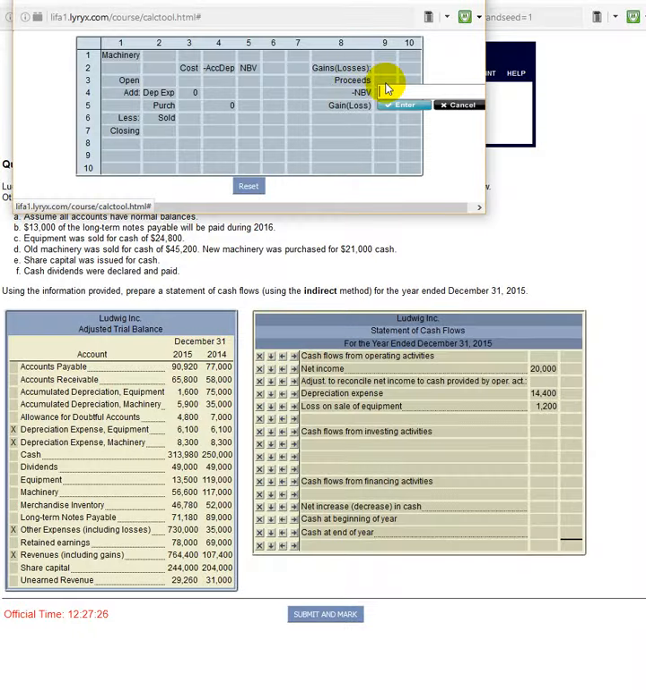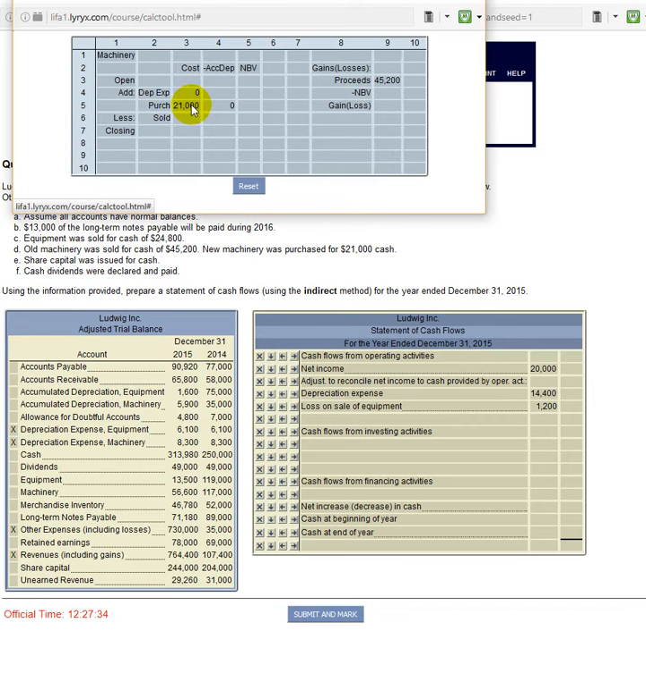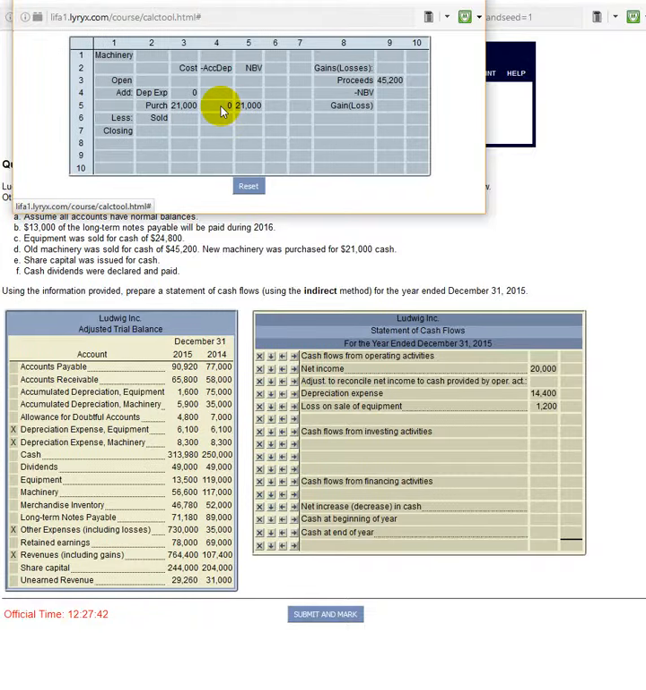So we can plug that in here right away. It says new machinery was purchased for $21,000 cash. So we can put that in here, $21,000 cash. And of course, you don't have accumulated depreciation when you buy a new asset, so there's a $21,000 increase in net book value as a result. So that takes care of that information.